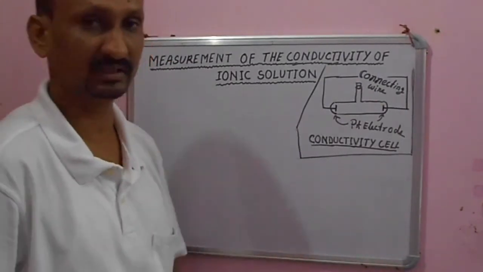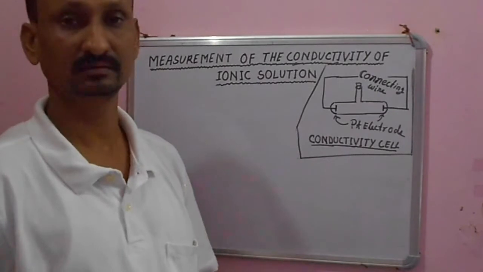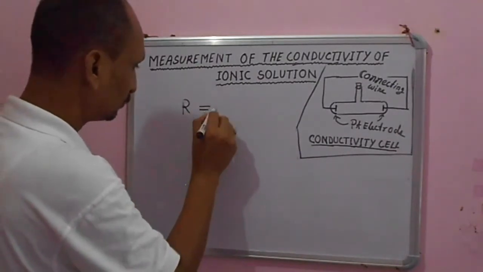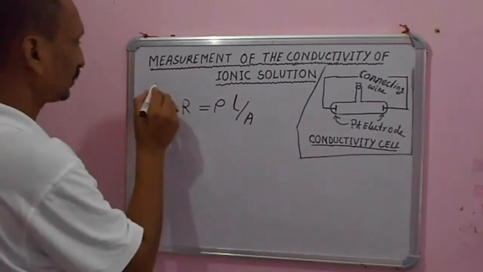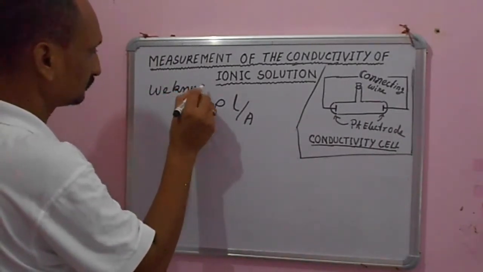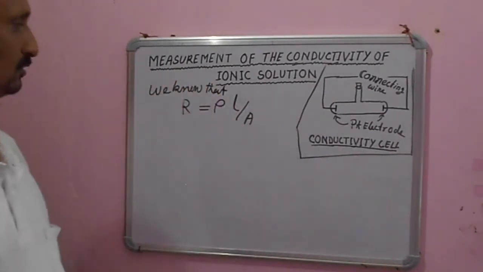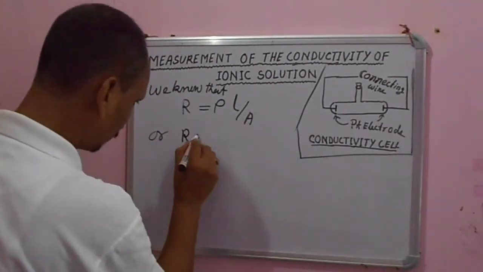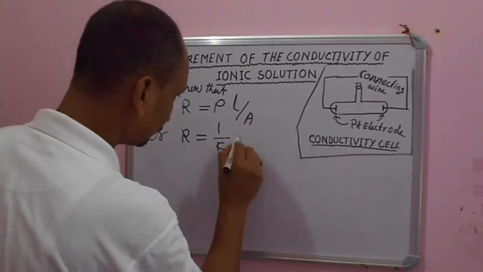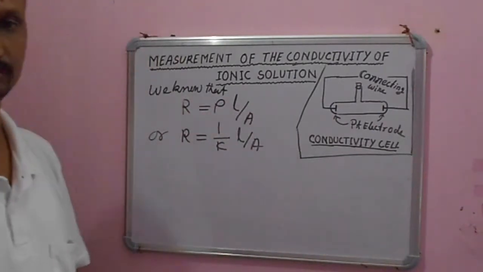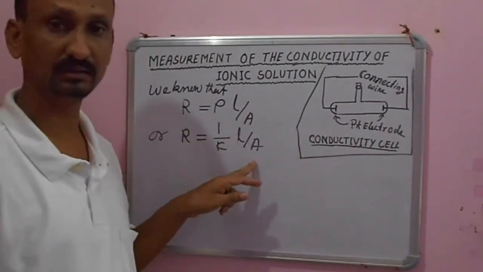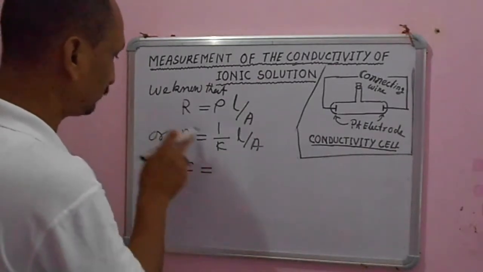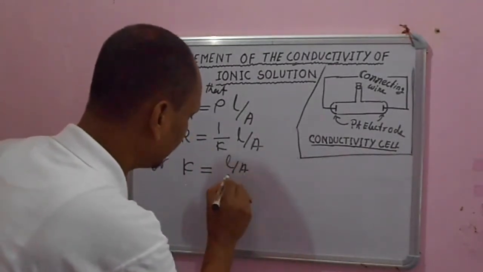Earlier we have got one relation between the resistance, resistivity, and L by A. That is, R is equal to rho L by A, or R will be equal to 1 by kappa L by A. So kappa will be equal to L by A divided by R.